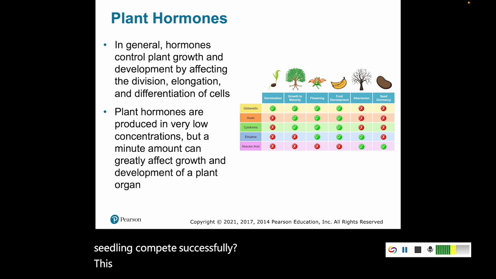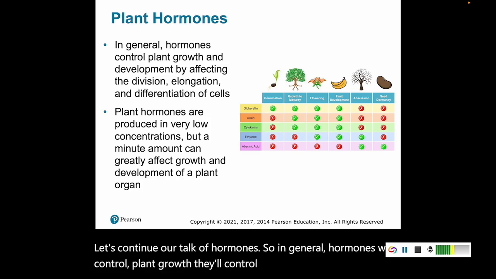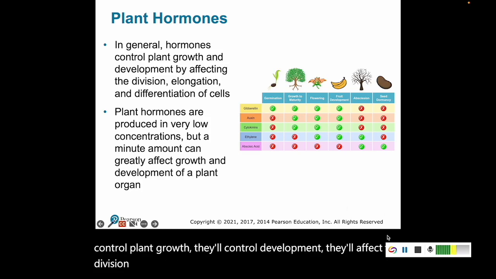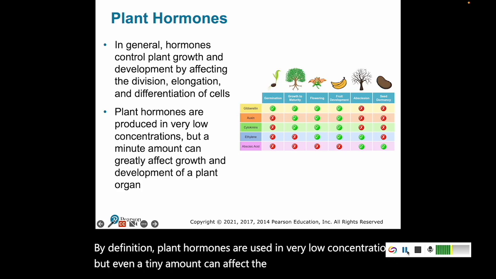Let's continue our talk of hormones. So in general, hormones will control plant growth. They'll control development. They'll affect the division, the elongation, and differentiation of plant cells. By definition, plant hormones are used in very low concentrations, but even a tiny amount can affect the growth and development of a plant organ.